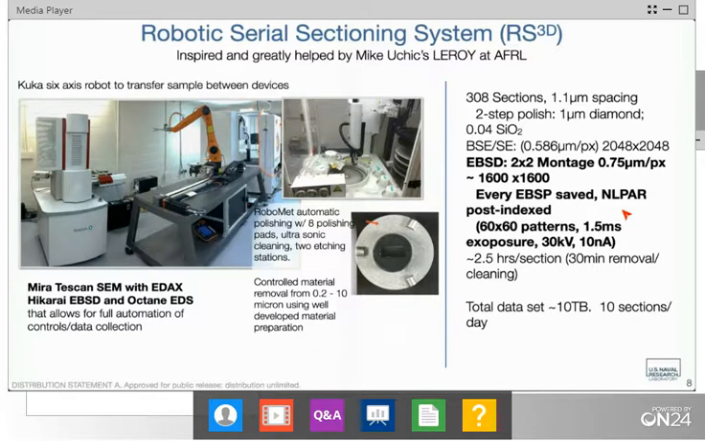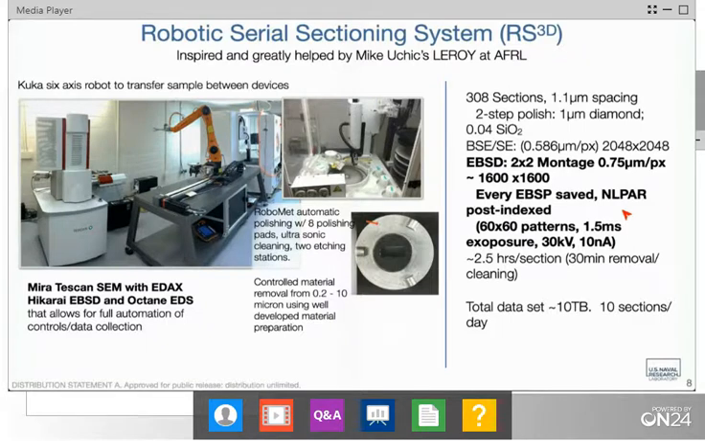I think 1 micron of accuracy is certainly within our grasp, but it does require a little bit further redesign of how these pucks get fixed to the stage, so that we have that very accurately replaced each time. So what we're looking at here is a set of serial sections that we collected with the robot. It was 308 sections. We used a spacing of 1.5 microns.